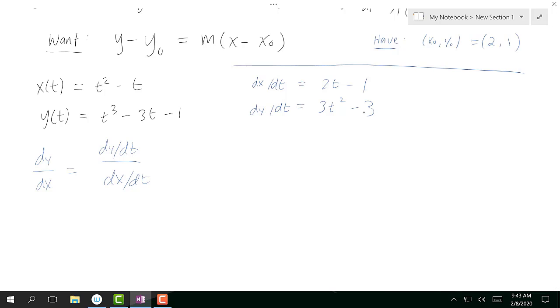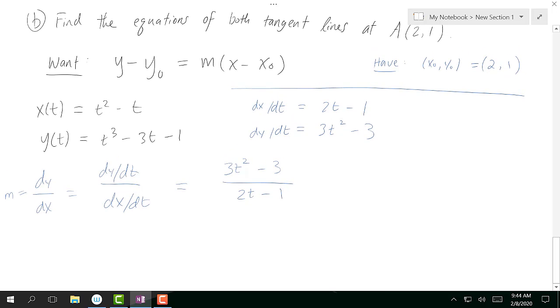Okay, so what we're going to do is plug those into this equation. And so my slope dy/dx is dy/dt over dx/dt, which is going to be (3t squared minus 3) over (2t minus 1). All right, so now I have the slope, and again, this is really just going to be my m in this equation. Let's scroll up here a little bit.